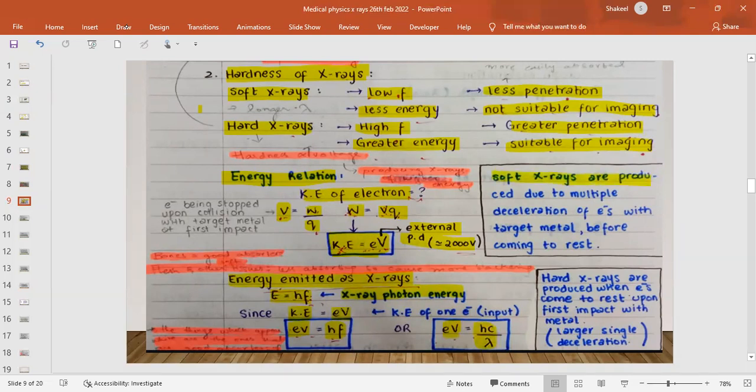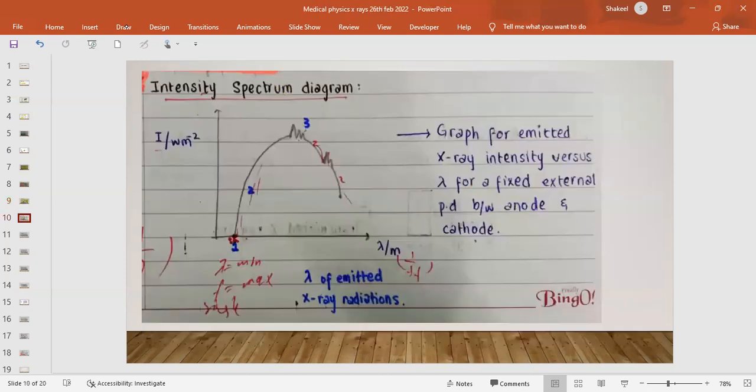So soft X-rays are produced due to multiple decelerations of electrons with the target metal before coming to rest, and hard X-rays are produced when electrons come to rest upon first impact with the metal. So a larger single deceleration results in hard X-rays, with more energy.